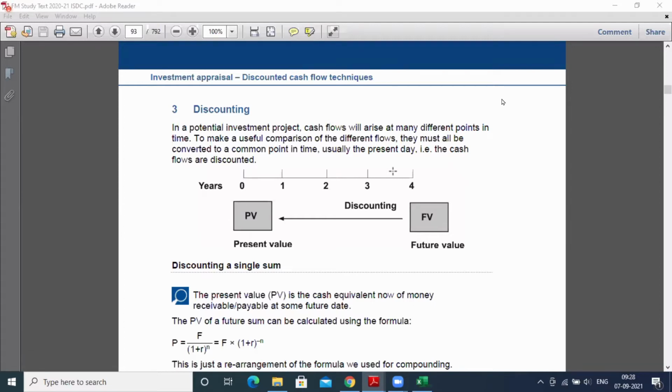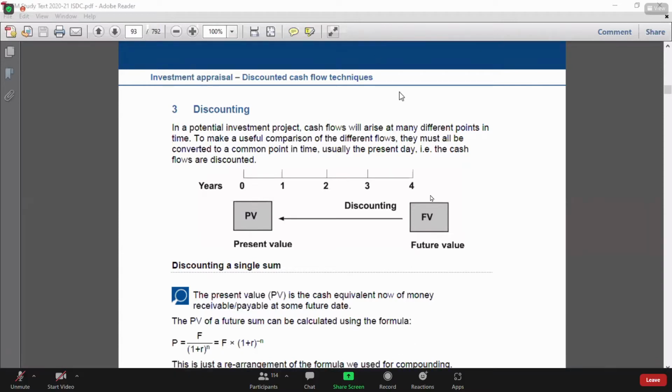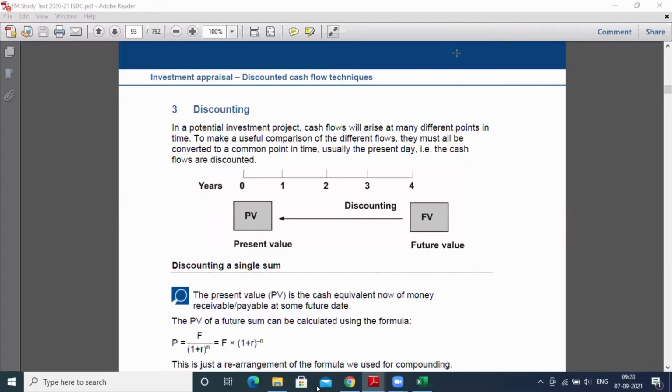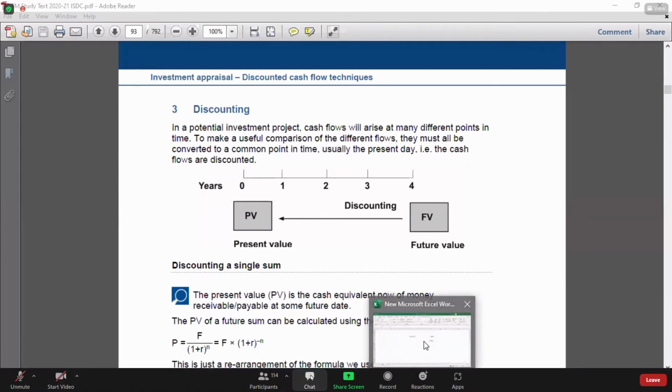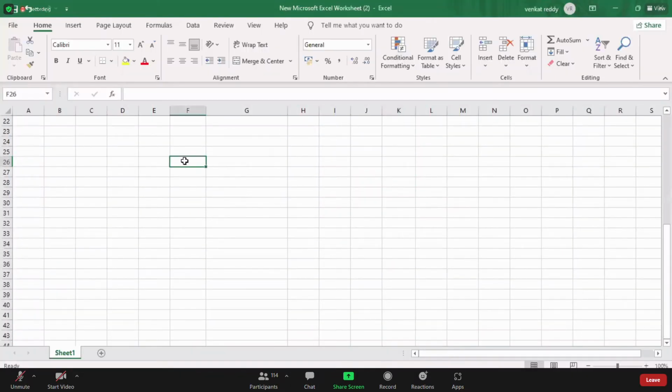So shall we discuss a small illustration on this so that you can clearly understand the discounting concept? Shall we go further? Yes. I am expecting you to respond. I don't know whether I'm audible to you or not. Yes, sir.